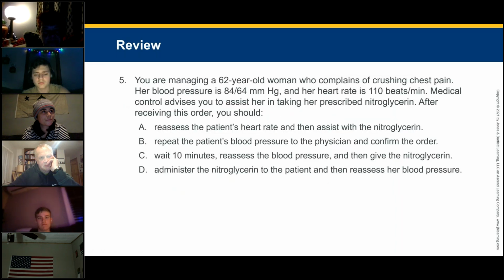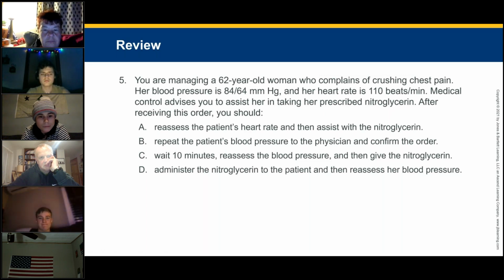We're managing a 62-year-old woman who complains of crushing chest pain. Her blood pressure is 84 over 64. Her heart rate is 110. Medical control advises you to assist her in taking her prescribed nitroglycerin. After receiving this order, what should you do?